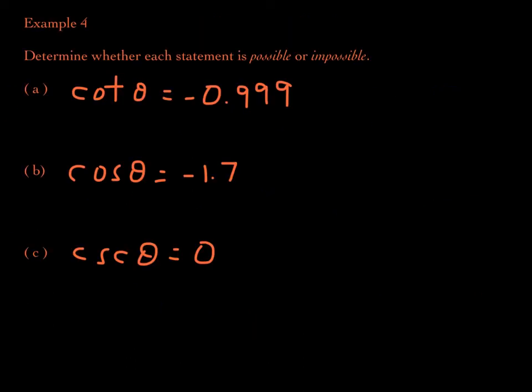Okay, example 4. Determine whether each statement is possible or impossible, and it has everything to do with the range. First one, cotangent of theta is -0.999. Remember that the range for cotangent is all real numbers. This is a real number, so it's valid. So this is definitely possible. I'm just going to put P for possible.